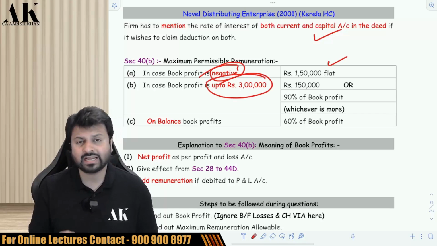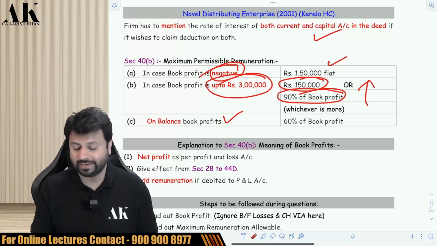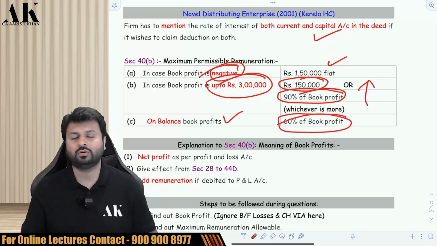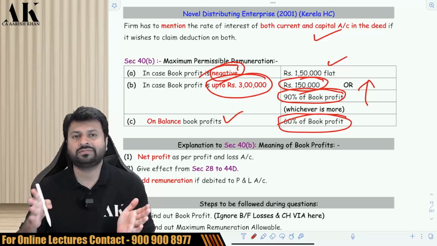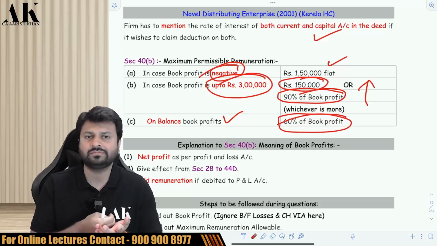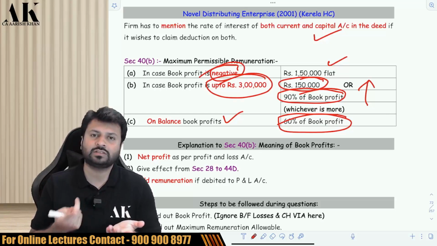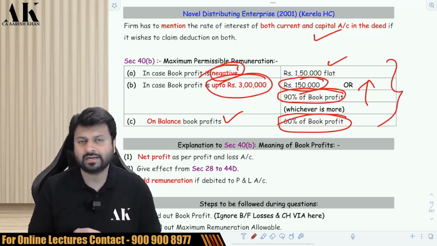If your book profit is up to 3 lakh, then it is 1,50,000 or 90% of book profit, whichever is more. And if it is above 3 lakh, then it is 60% of book profit. So for example, if your book profit is 5 lakh, up to 3 lakh it will be 90% of book profit, that is 2,70,000. And then above 3 lakh, that is on the remaining 2 lakhs, it will be 60% of book profit, that is 1,20,000.